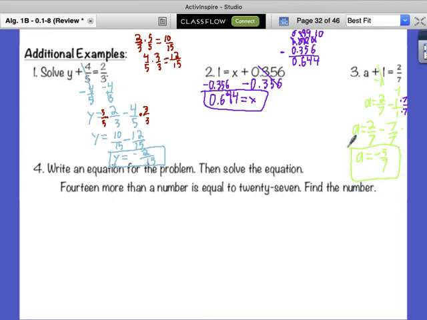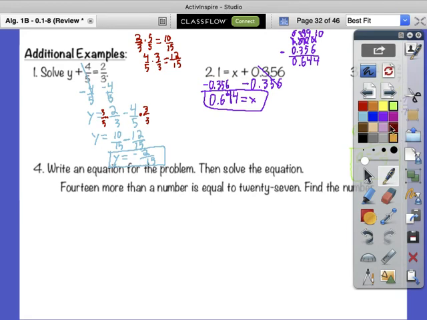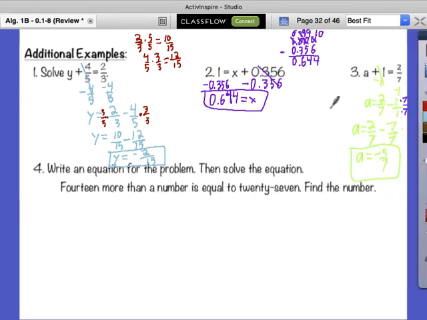Alrighty. Do you guys remember how we had all these expressions before, and then we turned them into algebraic expressions? We're going to practice the same thing here on number 4. 14 more than a number is equal to 27. Find the number. Okay? Who can help me with this one?